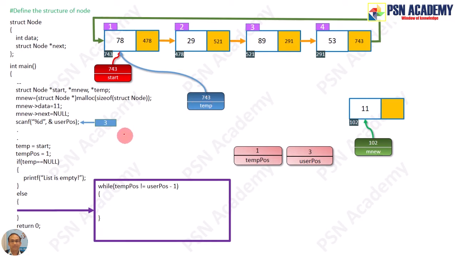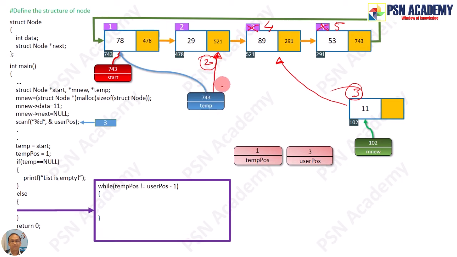I mean to say that here user pose is 3. That means the user wants the new node to be inserted here, so that this becomes the third node and the third node will become the fourth node and the fourth node definitely will become the fifth node. Now we want temp to be standing here or pointing to this node which is just one position behind the user position. That means 2.